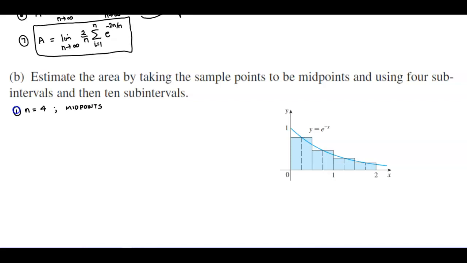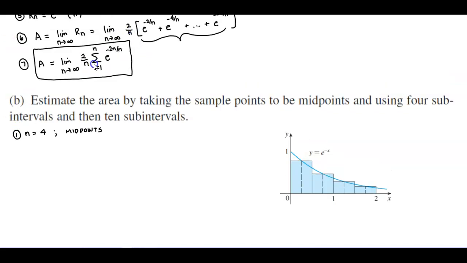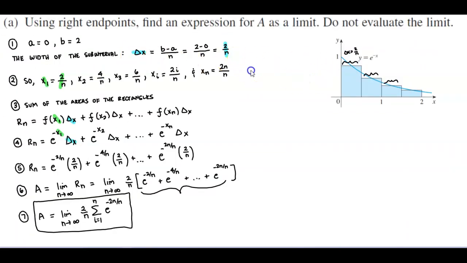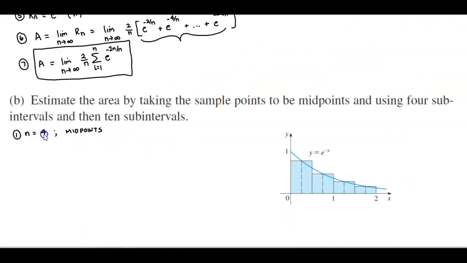Okay, so if n is equal to 4, and we're looking at this situation where we have 2 over n, in this case this is 4, so that means we're going to be going to the midpoint. So the midpoint between here and here represents 1/4, or 0.25. And then here we have 3/4, which is in the middle there, which is 0.75.